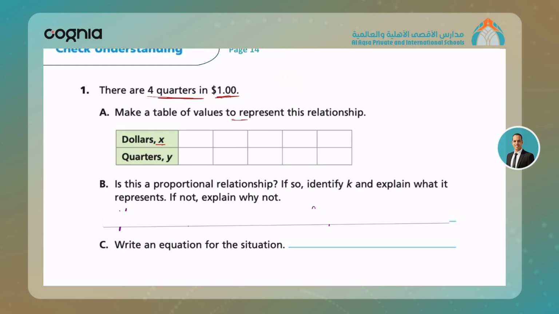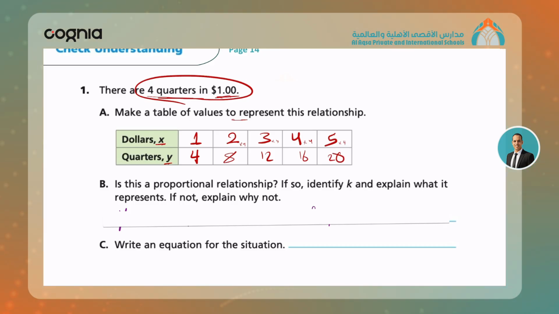Okay, so we have here x the dollars, y the quarters. So which information do we have? 4 quarters and $1. So x is the dollars, it's 1. Y the quarters, so it's 4. And we can get more. We can say, for example, $2 has how much? $3, $4, $5. So if $1 has 4 quarters, $2 has 2 times 4, it's 8. 3 times 4, it's 12. 4 times 4, 16. 5 times 4, it's 20.